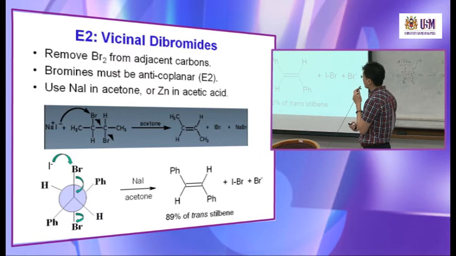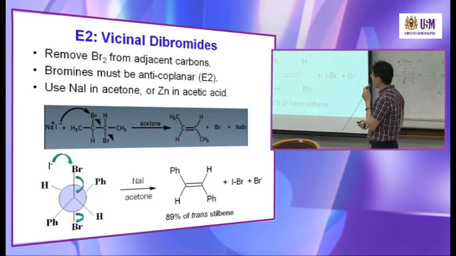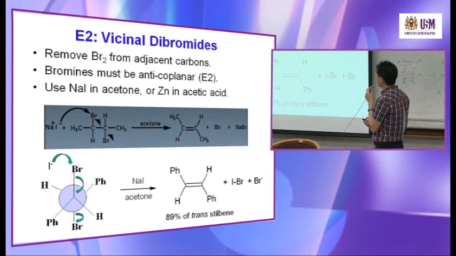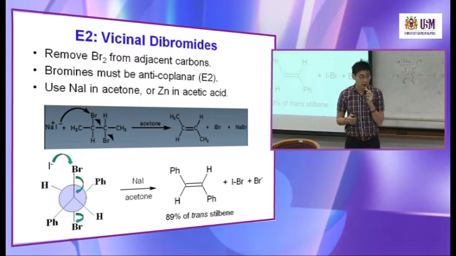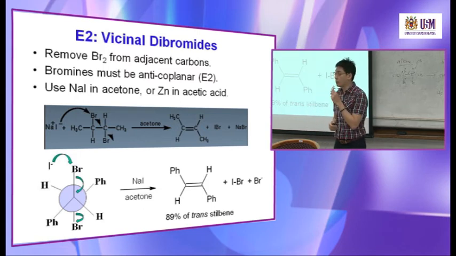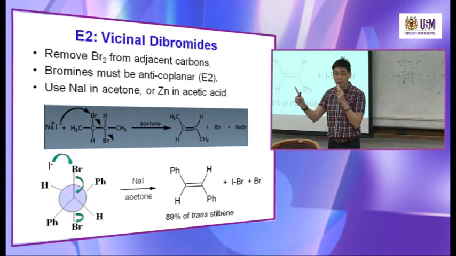Okay, and you have to use sodium iodide. In this case, the iodide acts as a base, and the iodide attacks the Br, you see, it produces IBr. A double bond forms and leaves the bromide out, and it forms NaBr. So this is a different reaction compared to the alkyne one, the triple bond. Okay, you must be able to distinguish these two.